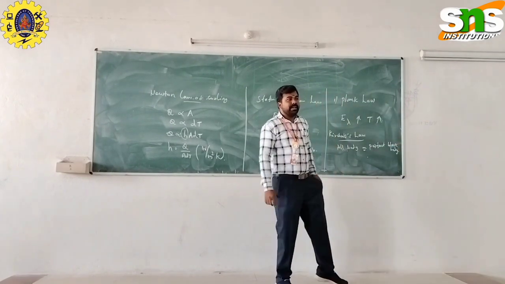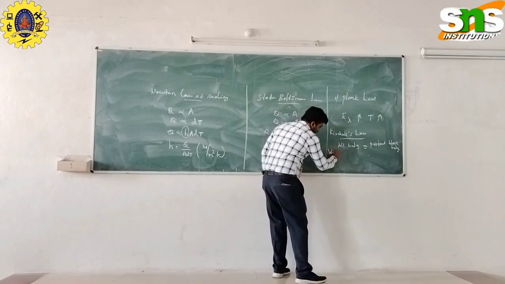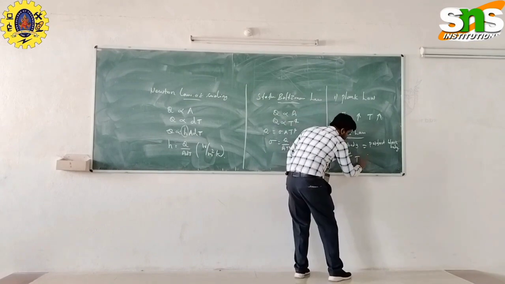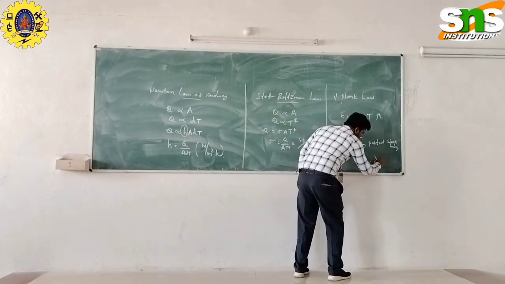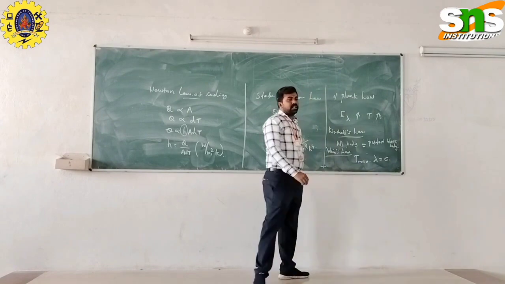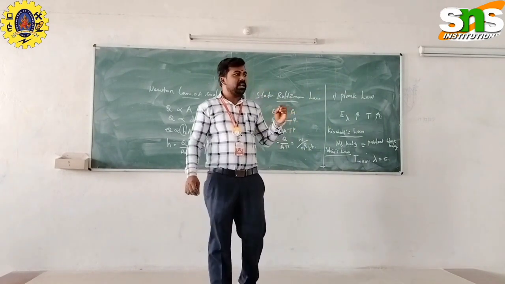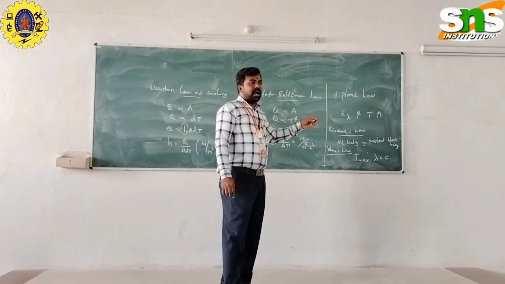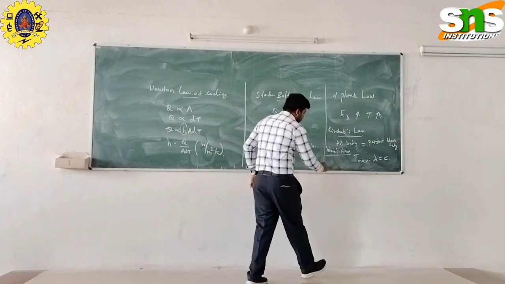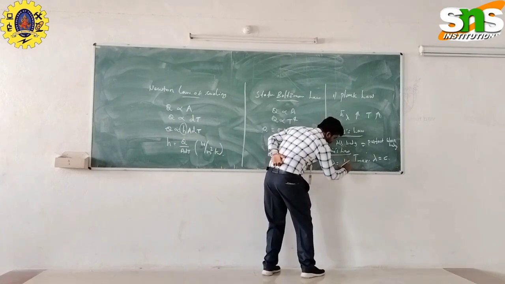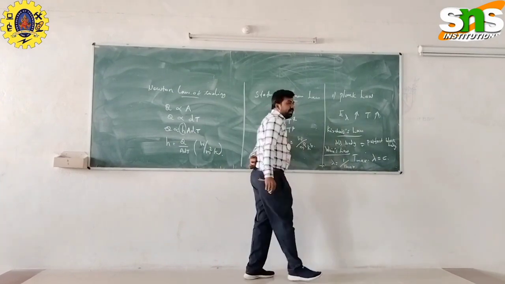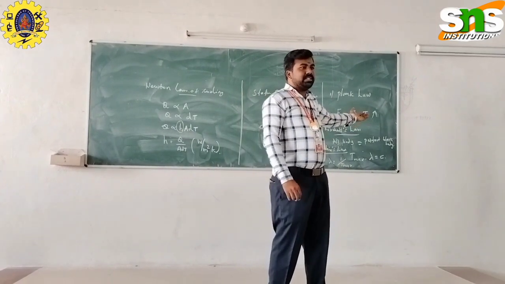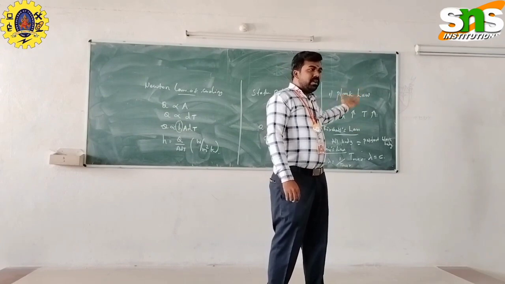Then another law is Wien's law. Wien's law is nothing but T max into lambda is equal to constant. The product of the maximum temperature and the wavelength of the emitted radiation is equal to a constant, or otherwise it states that the emitted radiation wavelength is inversely proportional to the maximum temperature rise. It is Wien's law.